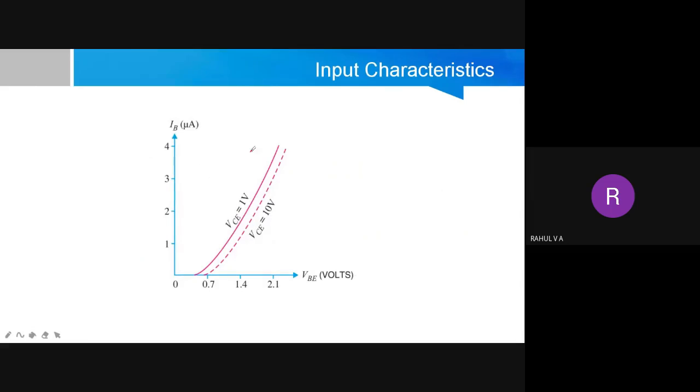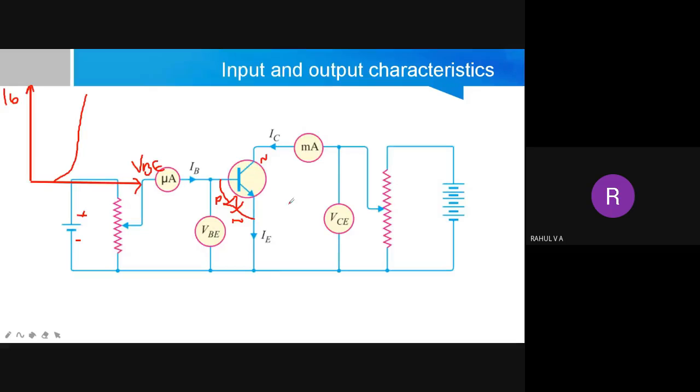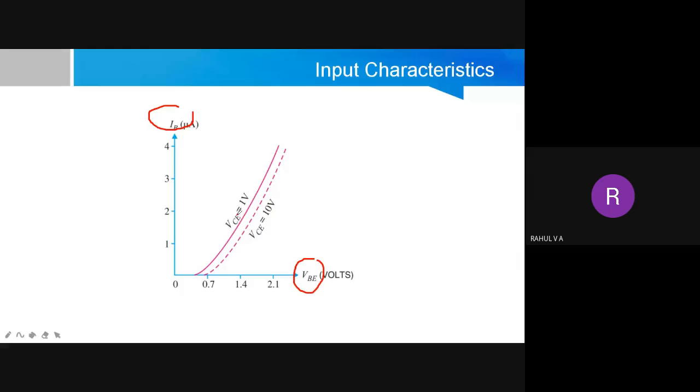Okay, so this was a plot. It is plotted between VBE and IB. So it is almost similar to the forward characteristics of diode. And you can see 2 plots here. One is thick line and one is dotted line. That is why, because the first plot is measured by keeping VCE equal to 1 volt. One plot was taken by keeping VCE as 1 volt, and that complete set of readings was taken.